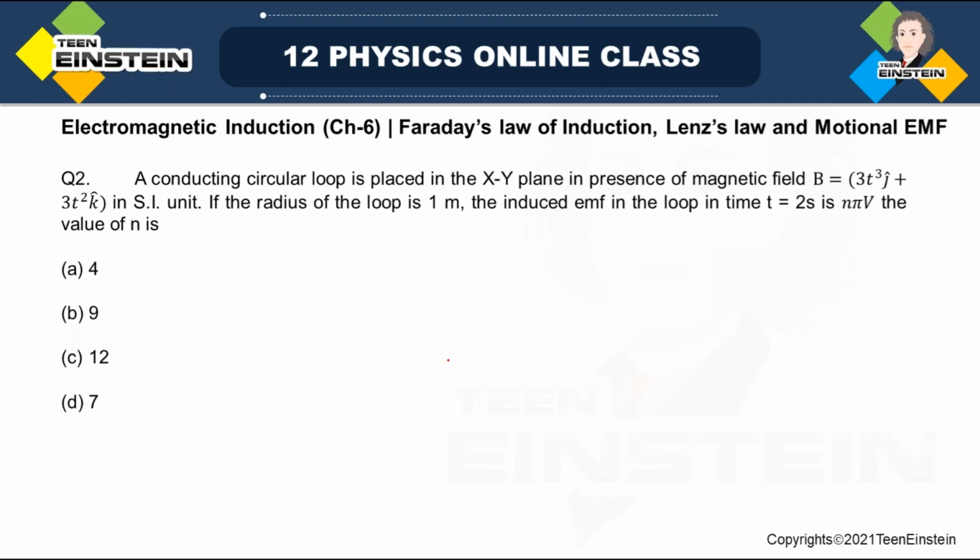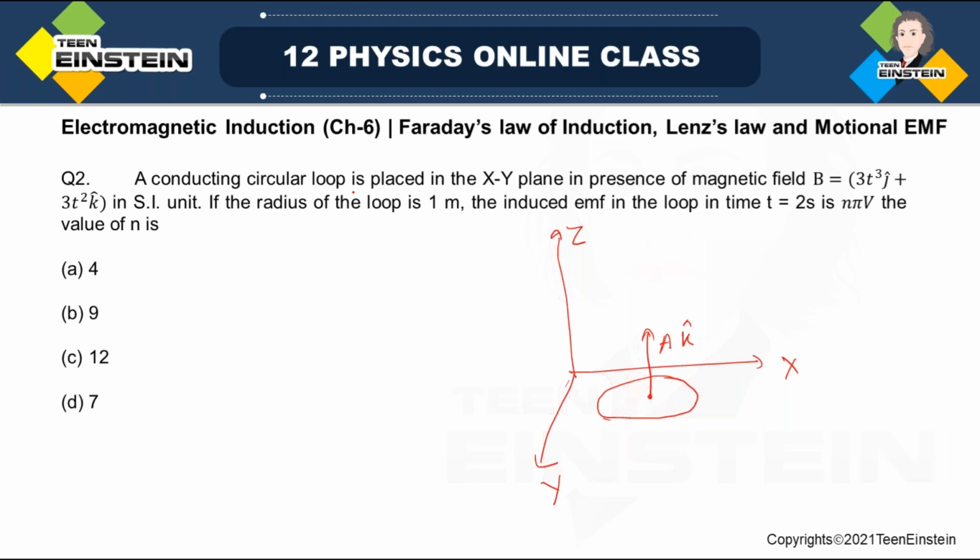So the second problem says that a conducting circular loop is placed in the xy plane. Let us say this is the xy plane. So this is x, this is y. So what is the area vector for this loop? This will be the outward normal, which is in the z direction. If this is z, so this is the area normal, in the k-cap direction.